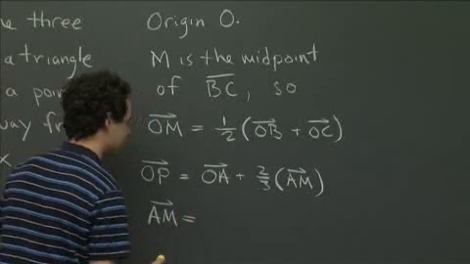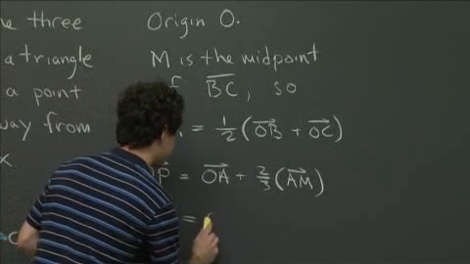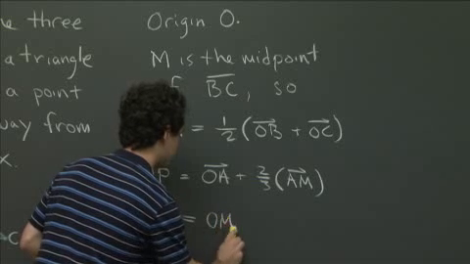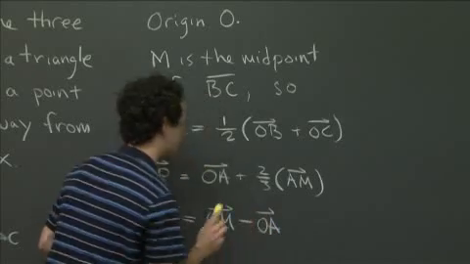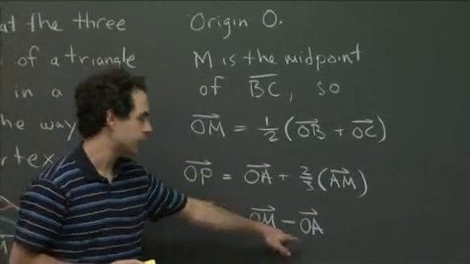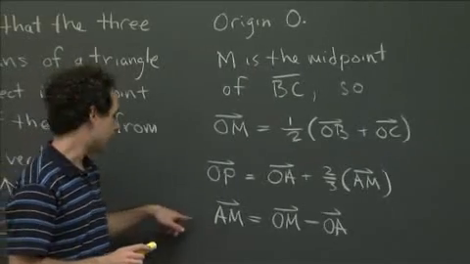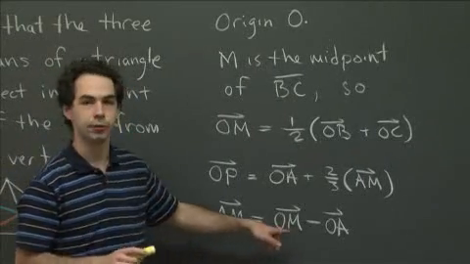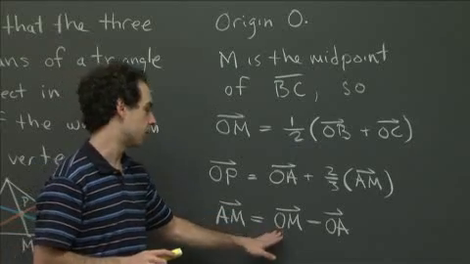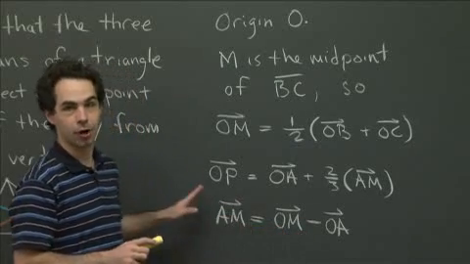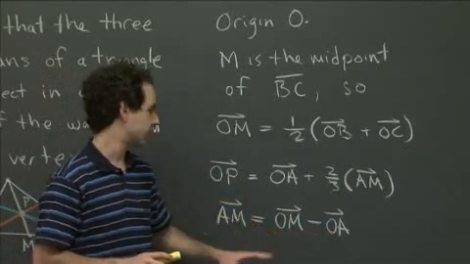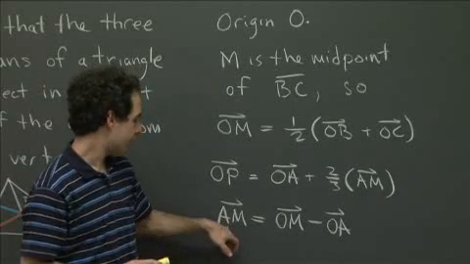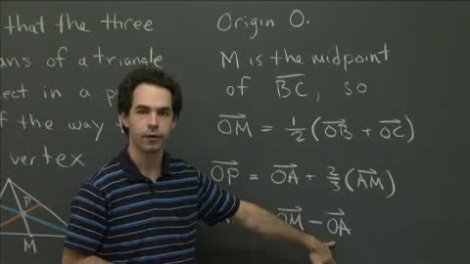So that means that AM is just the difference of those two vectors. It's going to be OM minus OA. Another way to say this is that if you add OA to both sides, you have that OA plus AM equals OM. In other words, to go from O to M, first you can go from O to A and then go from A to M. All right, and I've just subtracted OA onto the other side here. So we can write AM in terms of OM and OA.